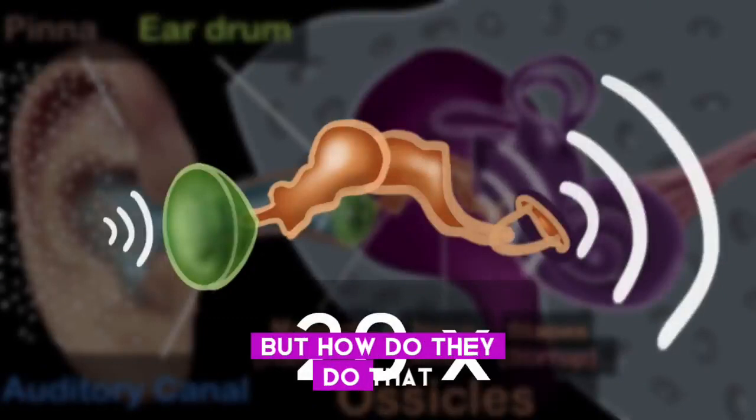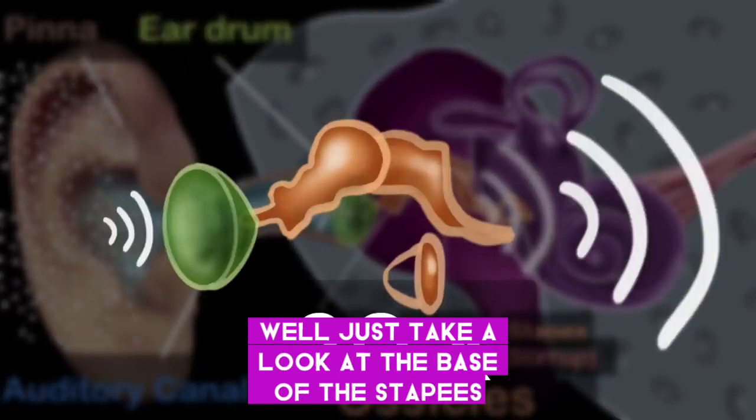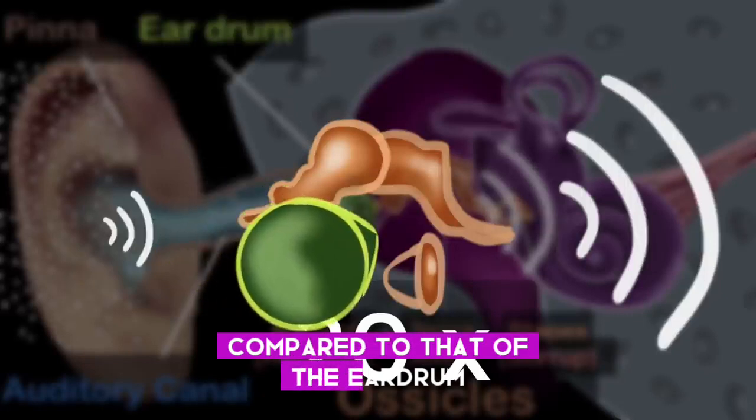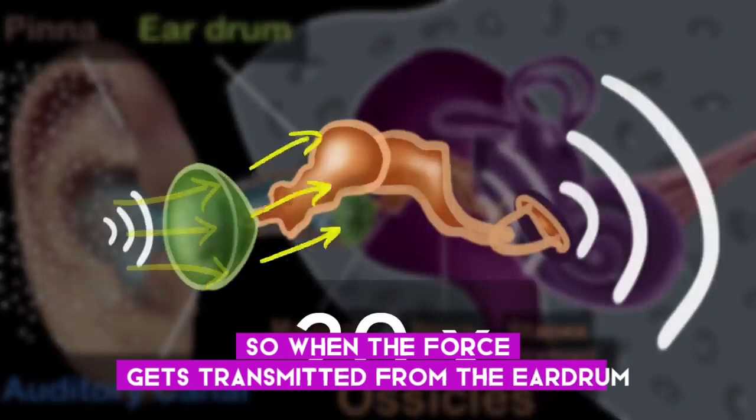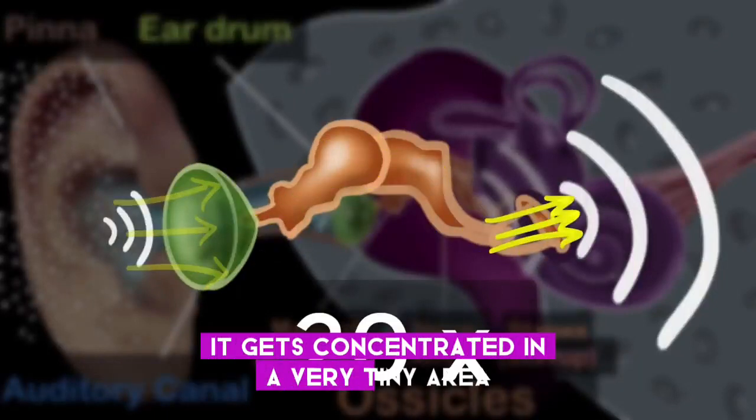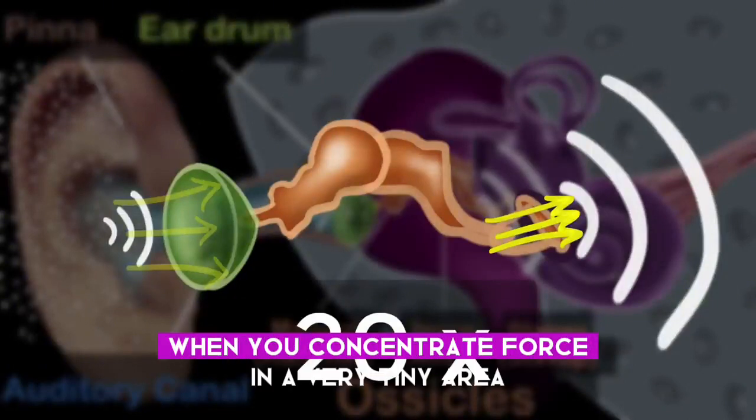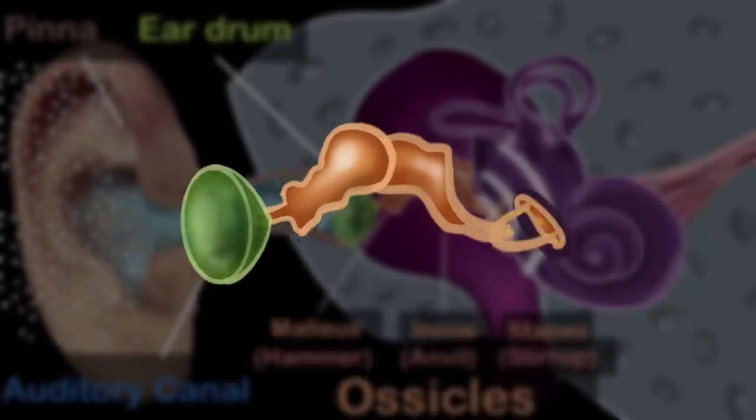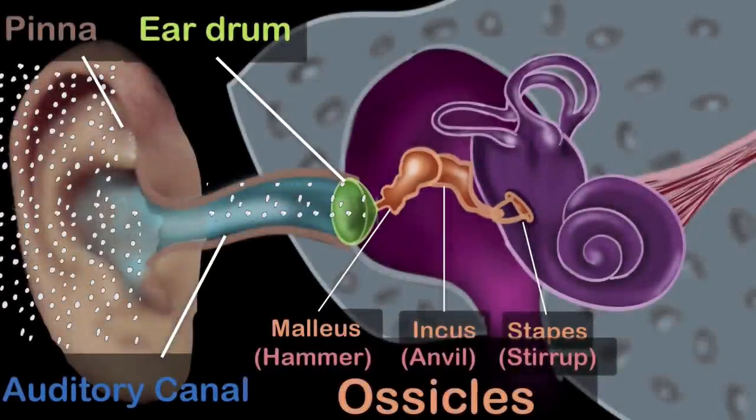But how do they do that? Well, just take a look at the base of the stapes. It has such a small area compared to that of the eardrum. So when the force gets transmitted from the eardrum to the stapes, it gets concentrated in a very tiny area. And you might know when you concentrate force in a very tiny area, you increase its pressure. And that brings us to the inner ear.